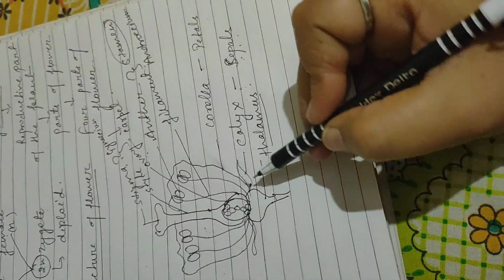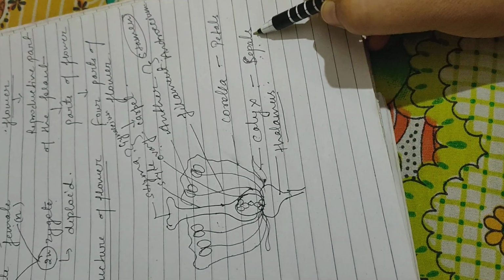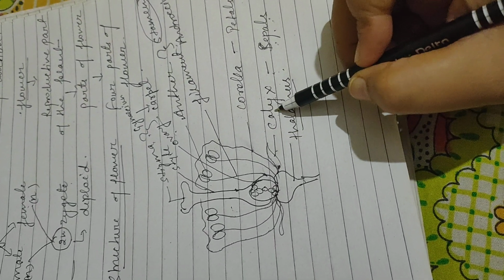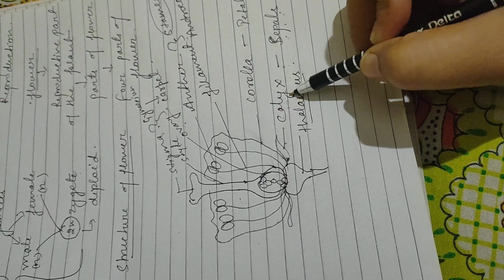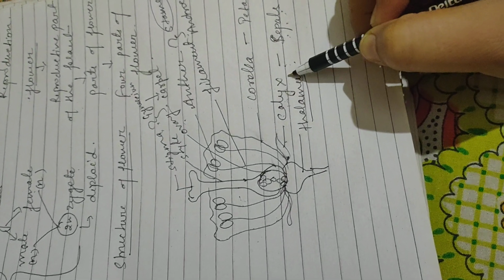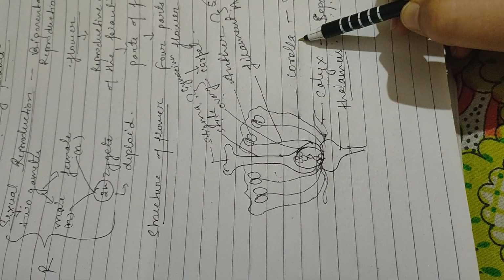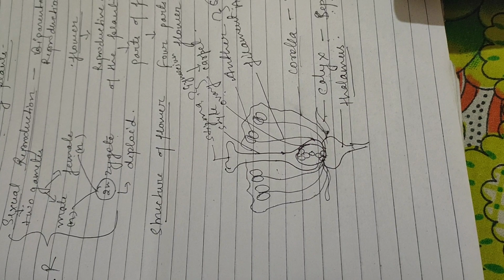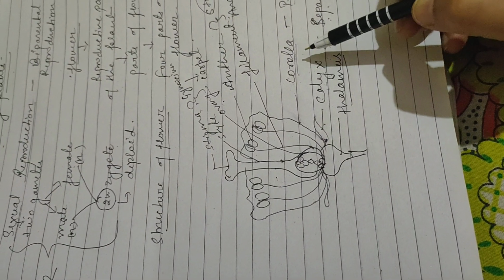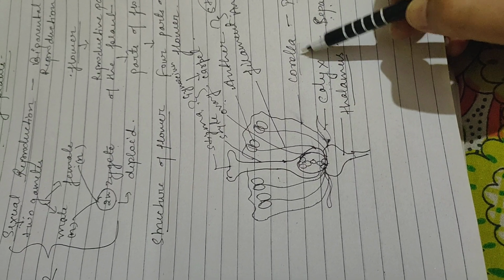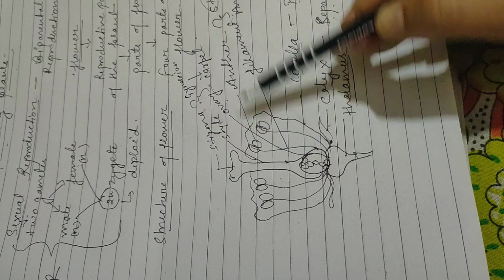Listen again. This is the green part of the flower known as calyx. The unit of calyx is sepals, and because it is green, the function of the calyx is photosynthesis. The second important part is corolla. The unit of corolla is petals, and corolla is a very attractive part of the flower that helps in reproduction, meaning it helps in pollination. Second one is the anther.